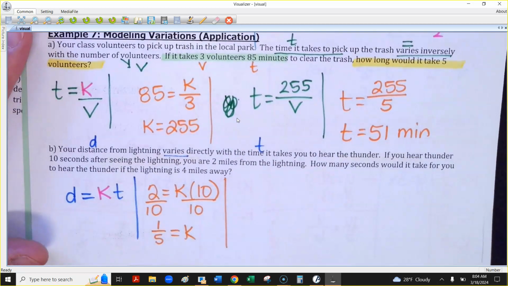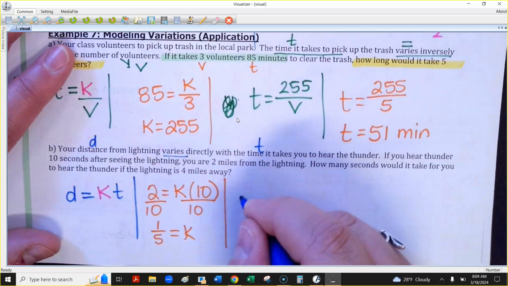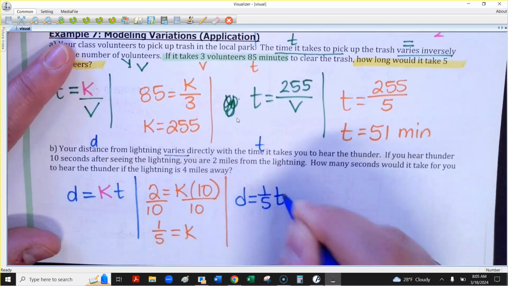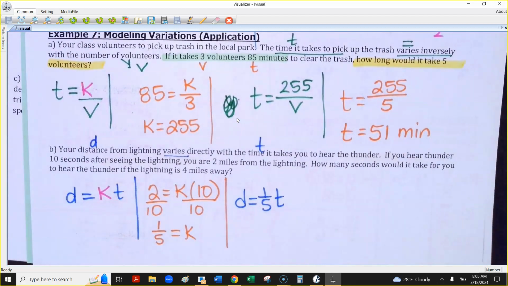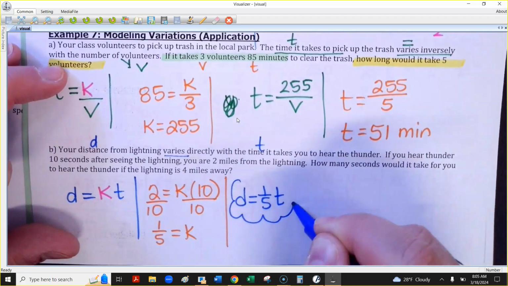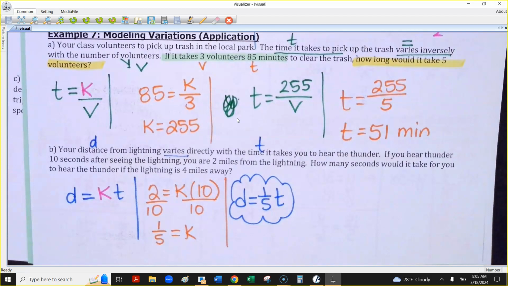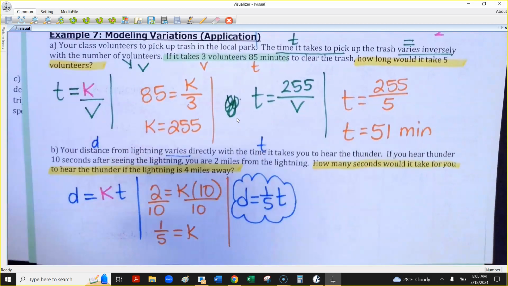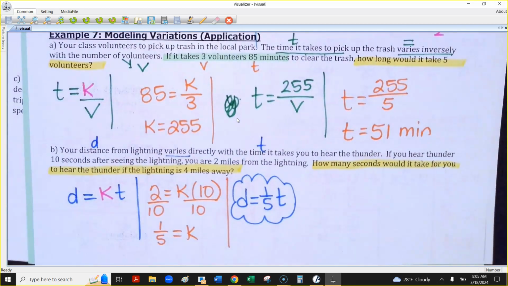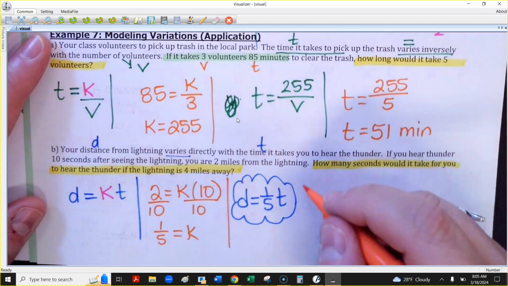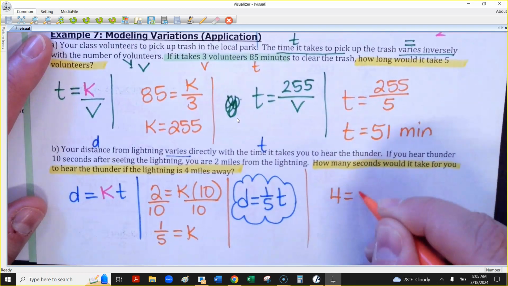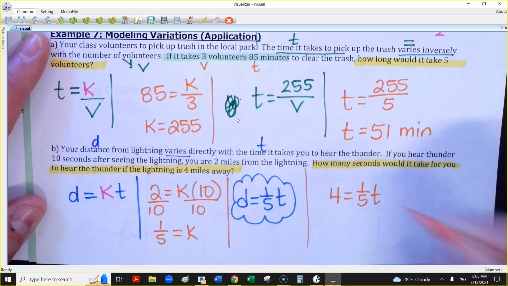So a general equation for this, the distance away that you are would be 1/5 multiplied by the time it takes you to hear it. That would be a general equation we could use for this situation. Then they always ask you the secondary question. How many seconds would it take for you to hear thunder if the lightning is 4 miles away? For this question, just make sure you plug in for the right variable. D is for distance, so 4 miles away, 1/5 multiplied by the time. How long would it take?